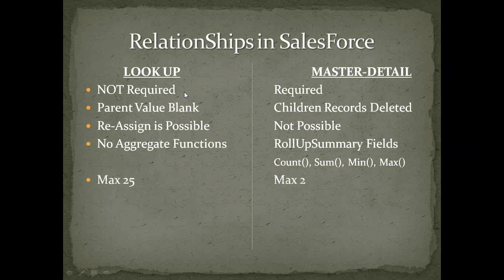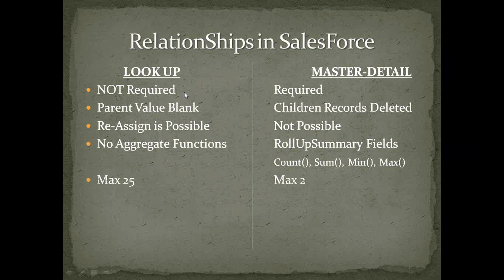On a child object, how many lookup relationship fields can be created? 25. The limit is 25. Coming to master-detail, how many masters can a detail have? 2. That's it. And another important thing that we need to understand here is the first relationship that you establish. I am speaking of master-detail. Suppose for a student you have established the first with faculty, second with course. Then faculty will be the primary master-detail relationship field.